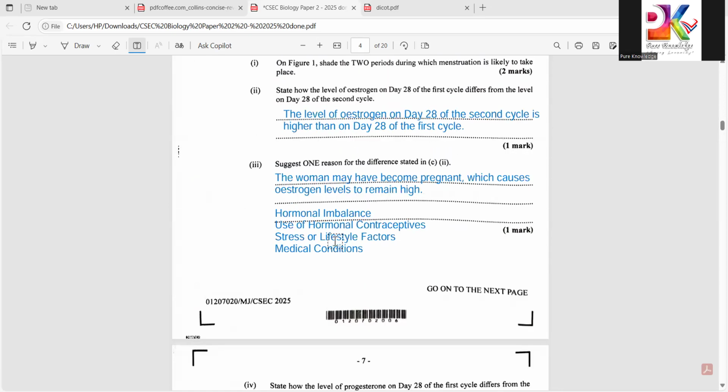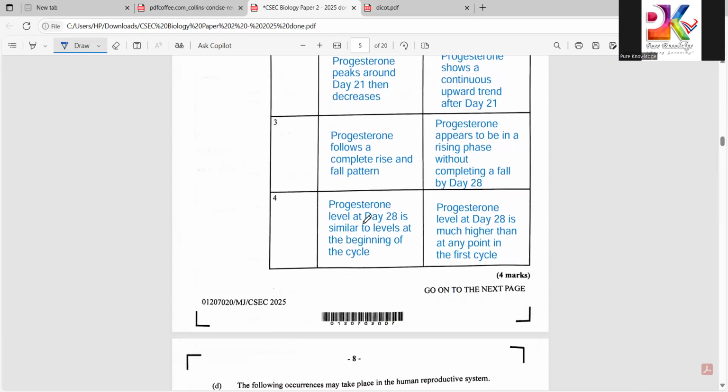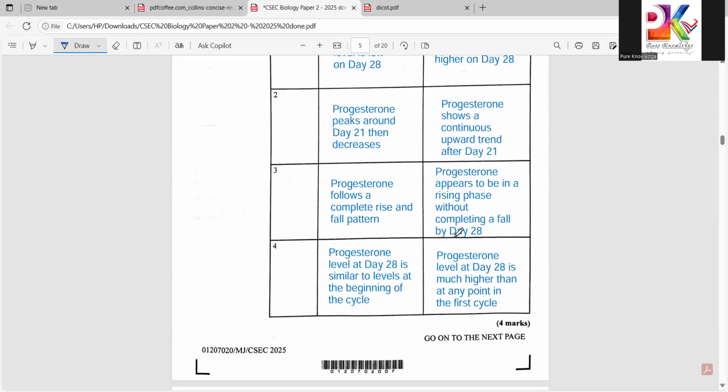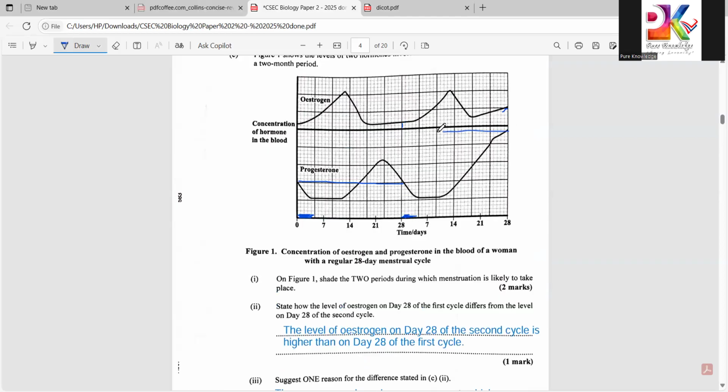And let's look at the first phase. It starts here and then it ends here. So it's the same line, right? We can check it. See it there? Ends there, right? While on the second phase, we see progesterone at day 28 is much higher than any point in the first cycle, right? So we see here it's higher than any point.